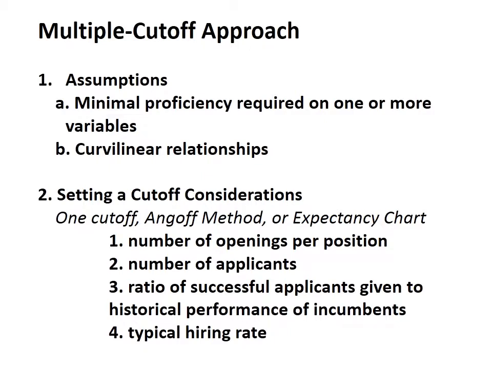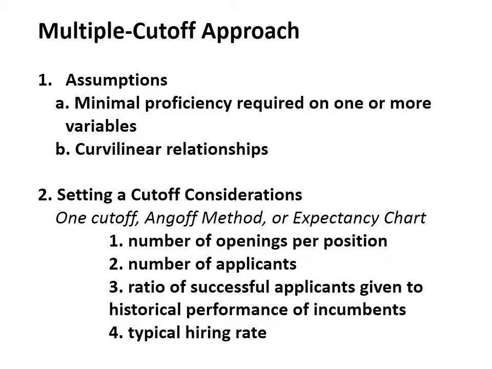So expectancy charts are basically decision-making tools, and that's what the numbered chart underneath is for. You look at the number of openings per position. So how many openings do you have? The number of applicants, and then the ratio of successful applicants given the historical preference of the incumbents, and then you look at the typical hiring rate. Having these four pieces of information on an expectancy chart, and we'll look at an expectancy chart used in determining the usefulness of selection batteries a few slides later, it will give you a cutoff score.